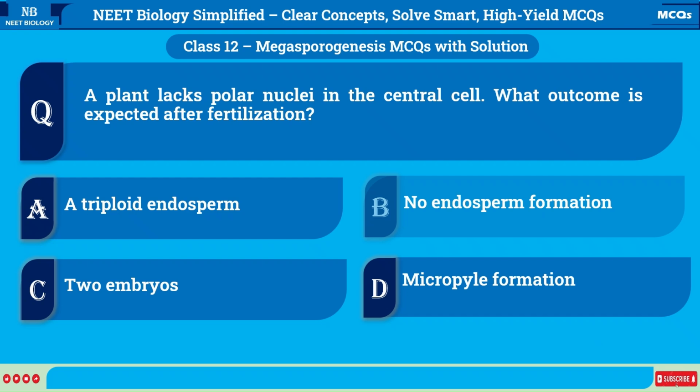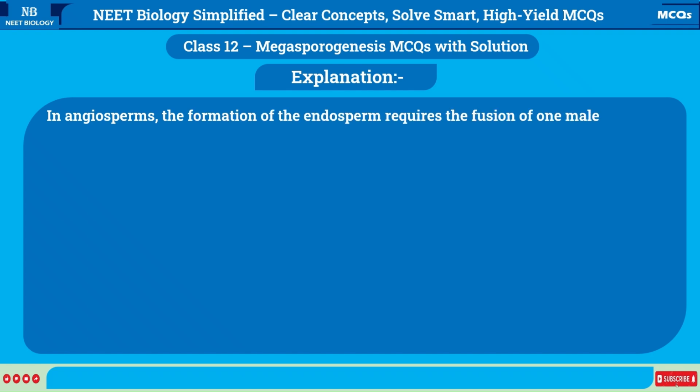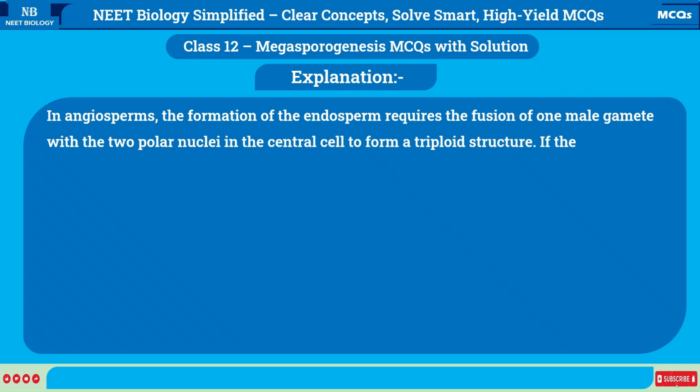Correct answer is B. No endosperm formation. Explanation: in angiosperms, the formation of the endosperm requires the fusion of one male gamete with the 2 polar nuclei in the central cell to form a triploid structure. If the polar nuclei are absent, this fusion cannot occur, resulting in the failure of endosperm development.